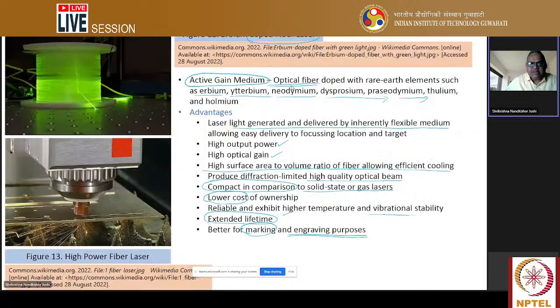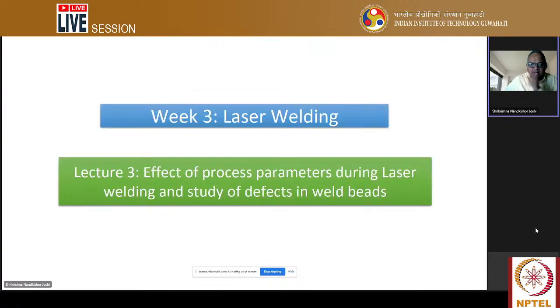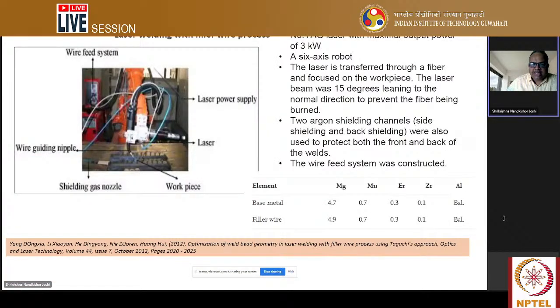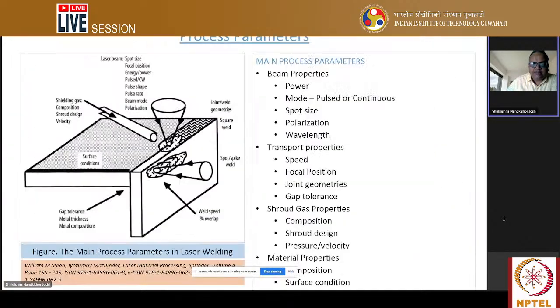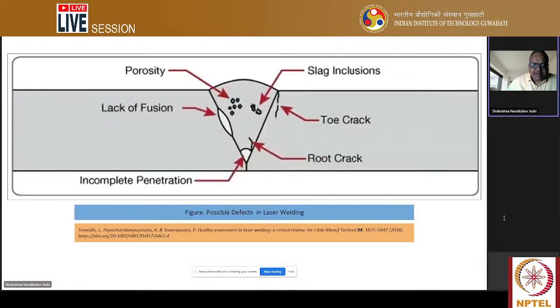Then types of lasers used in this operation, that is the fiber lasers, doped fiber lasers. Then we have seen the process parameters used in the welding operation, and various microstructural characterization of the laser-based welding operations, various process parameters, and the defects which are getting formed during the laser operations. So this is a very useful area to work upon.